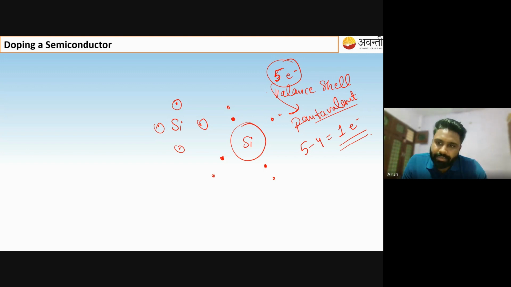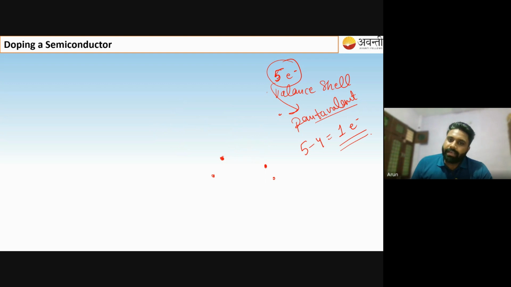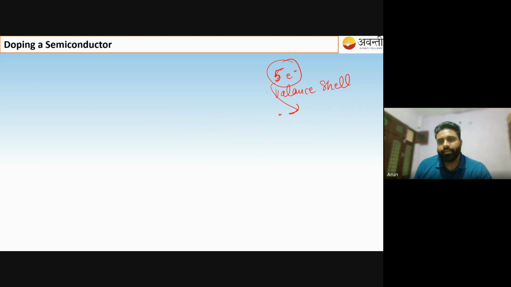Got it? And for a similar reason, the trivalent impurity has one less electron, so we have one extra hole there. That means the positive charge carrier will dominate in that case. Let's just understand it one by one. Okay. I hope you got the idea. If you have any kind of doubt, you can ask immediately.